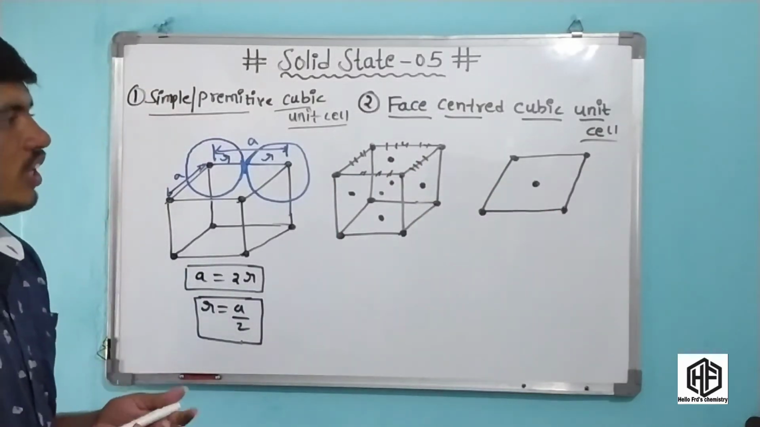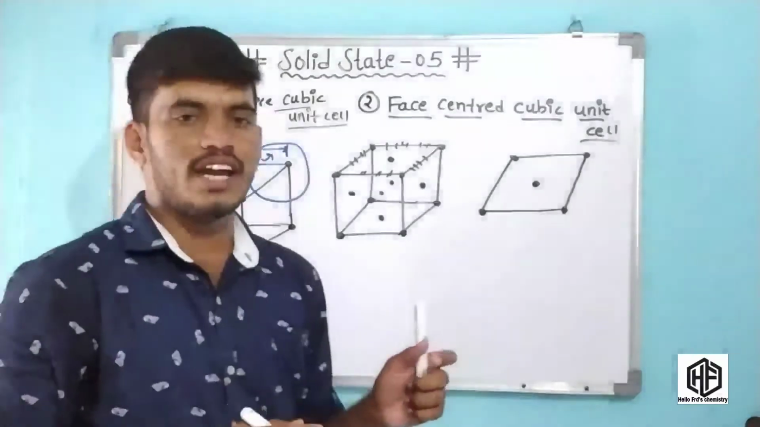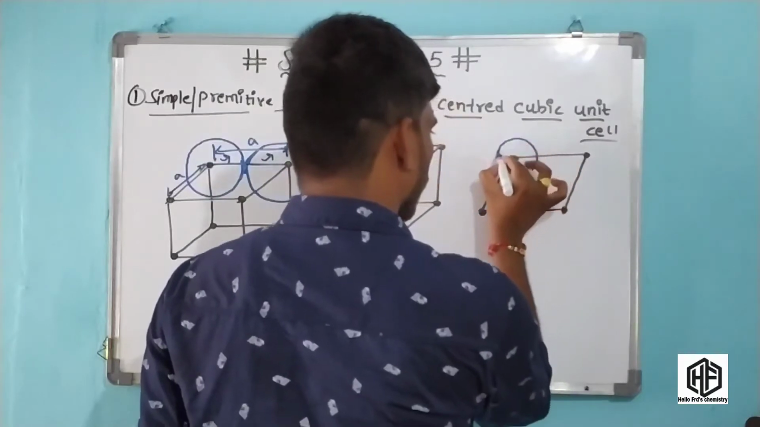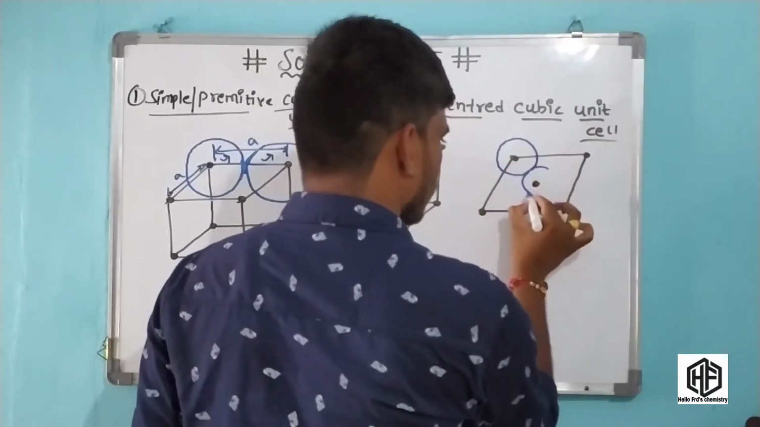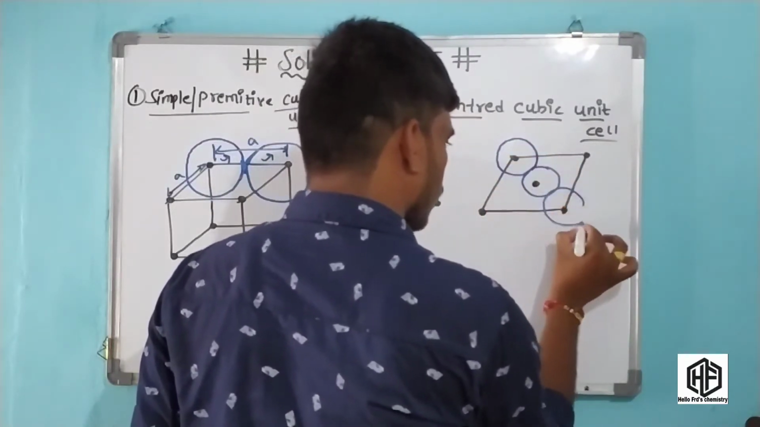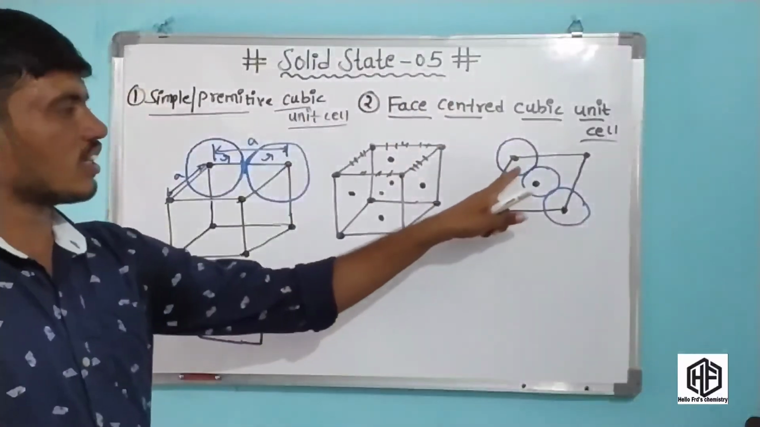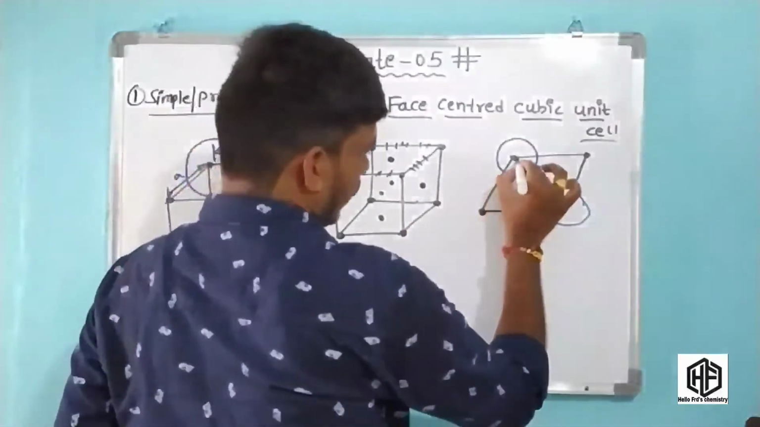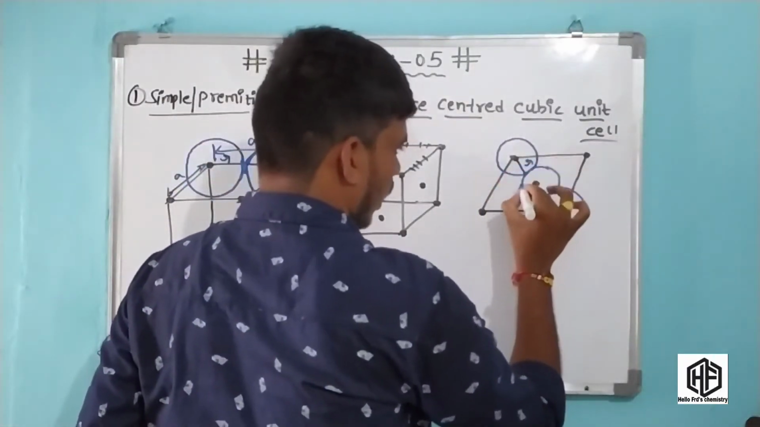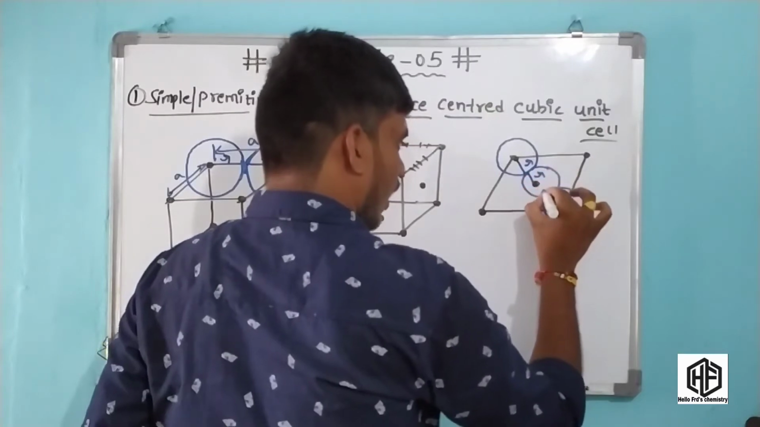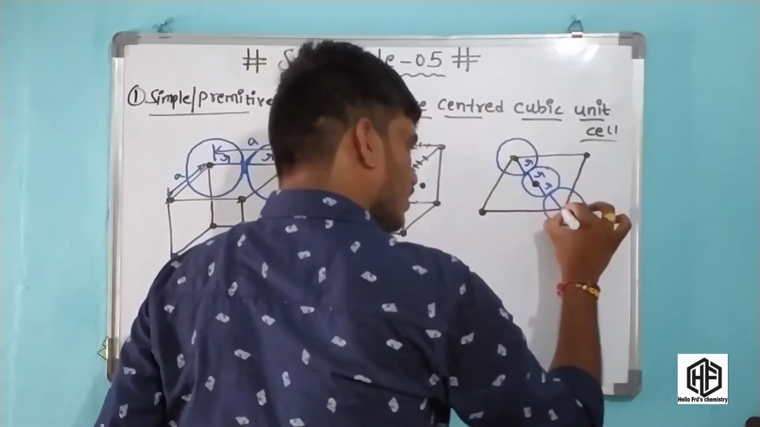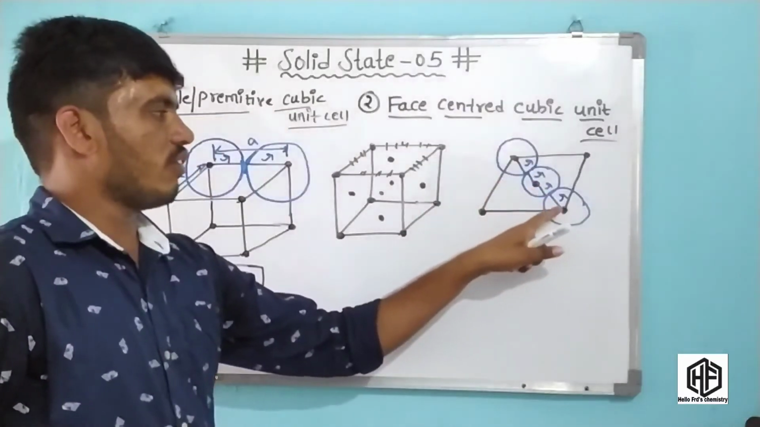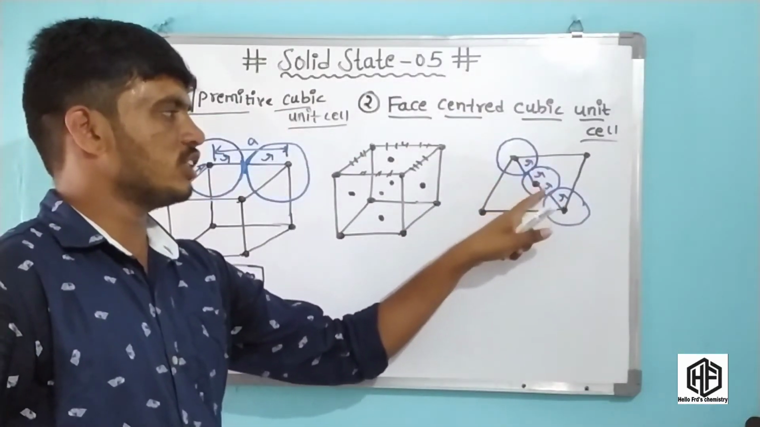Now, the relation between the edge length of the unit cell and the radius of the atom. These atoms are spherical in shape, like this, and they are present in this space. This distance from this point is R, the radius, and this is R, and this is R, and this is R. So 4 radii are present along the diagonal.